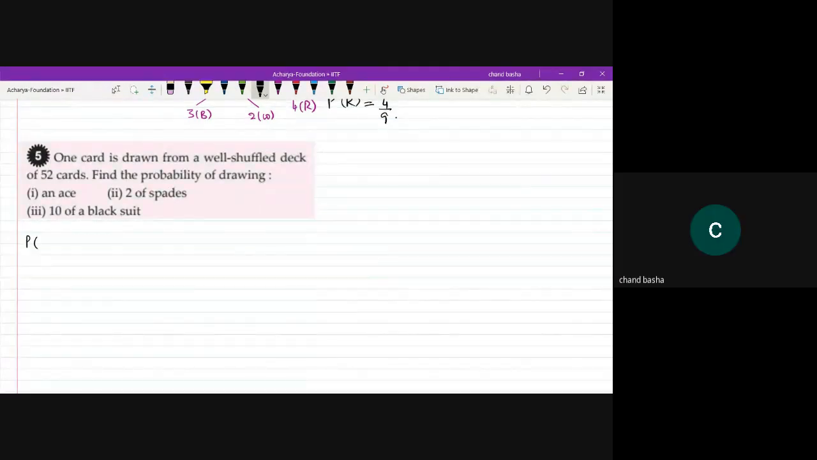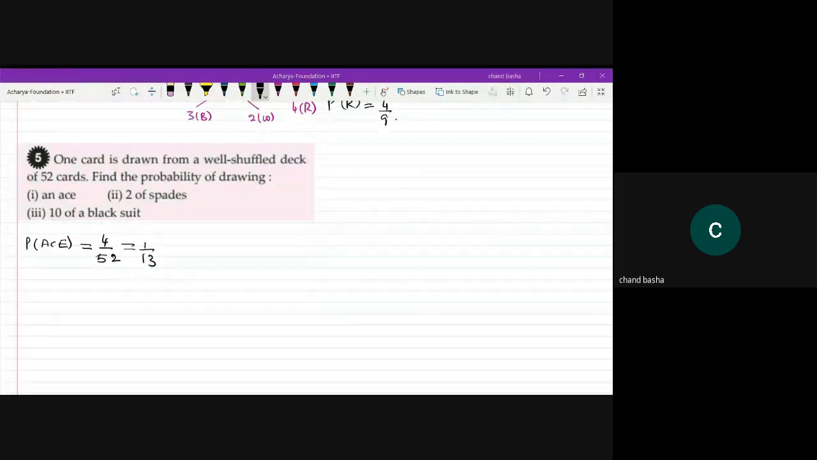Very good. First point, the total number of ace cards, as you observe in the flow chart: 4 ace cards are there out of the 52. 4 by 52 means, as you said, 1 divided by 13 is the correct answer. Very good. Next.